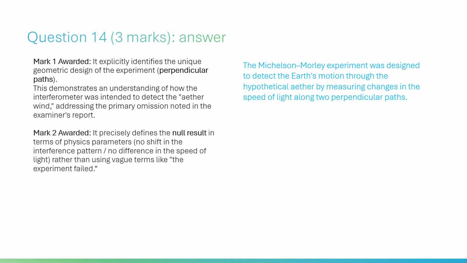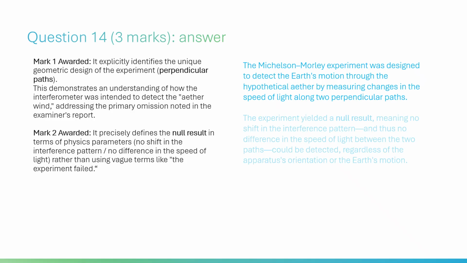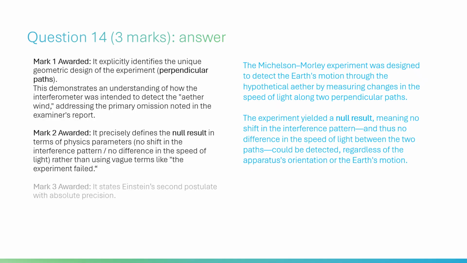Mark 2 awarded. It precisely defines the null result in terms of physics parameters, no shift in the interference pattern, no difference in the speed of light, rather than using vague terms like the experiment failed. The experiment yielded a null result, meaning no shift in the interference pattern, and thus no difference in the speed of light between the two paths, could be detected, regardless of the apparatus's orientation, or the Earth's motion.